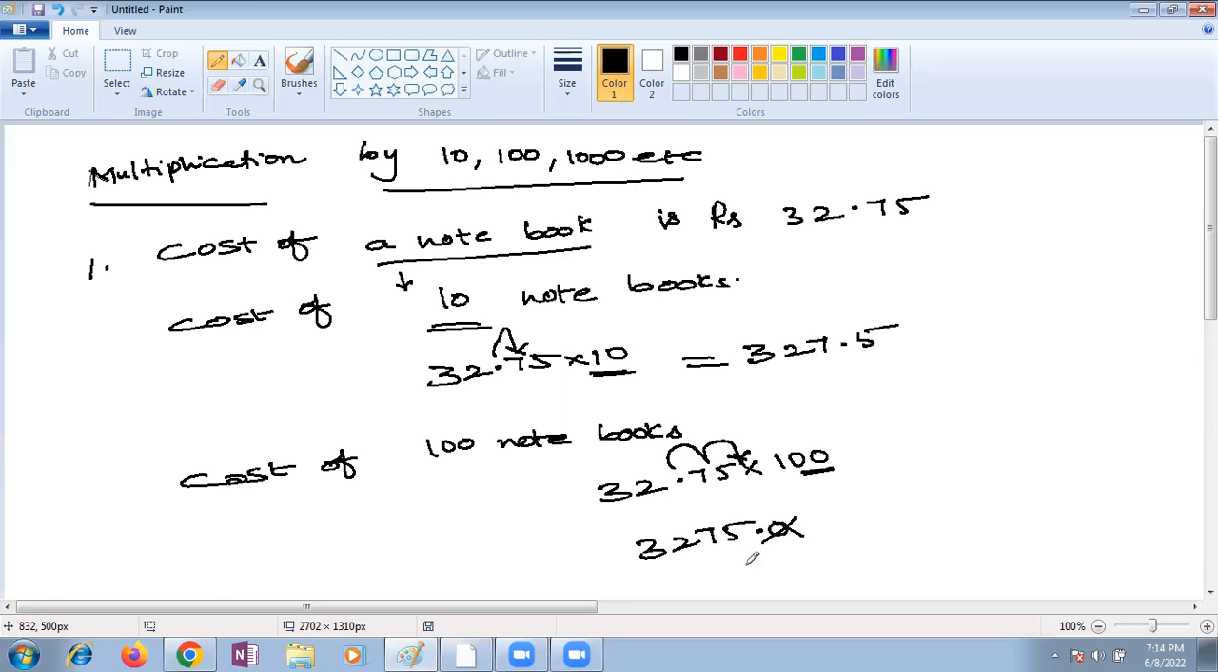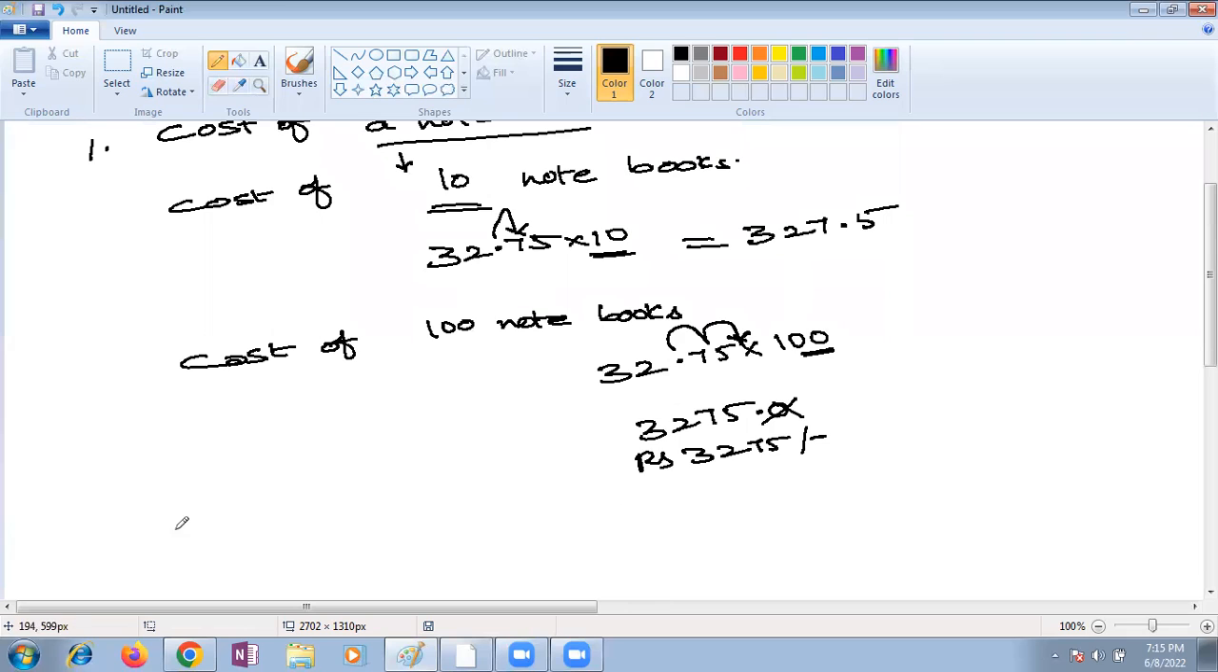But this 0 doesn't have any value. It's rupees 3275, the cost of 100 notebooks. This is one way. Suppose I want 1,000 notebooks. Cost of 1,000 notebooks. Ma'am, 32750.